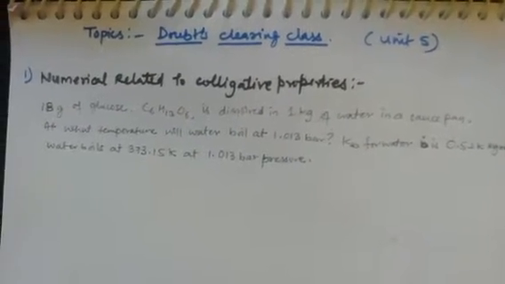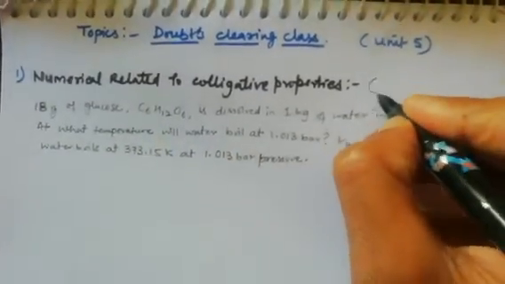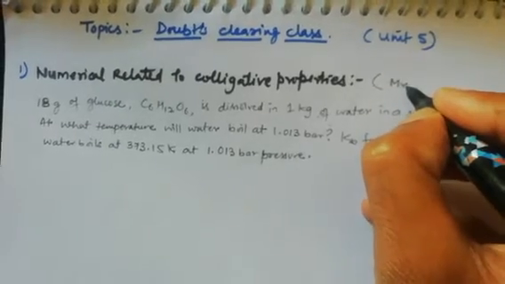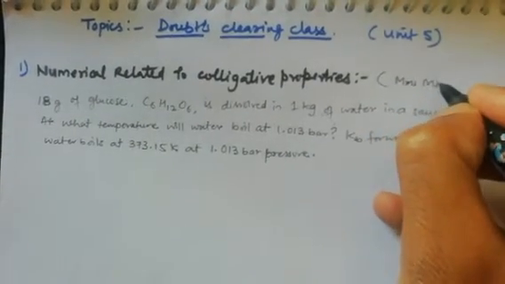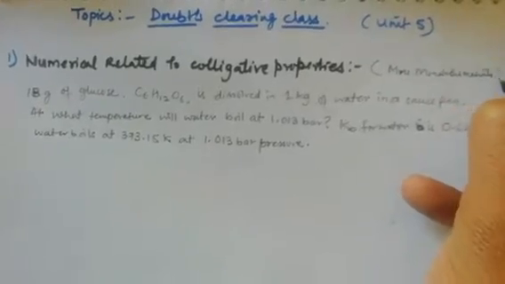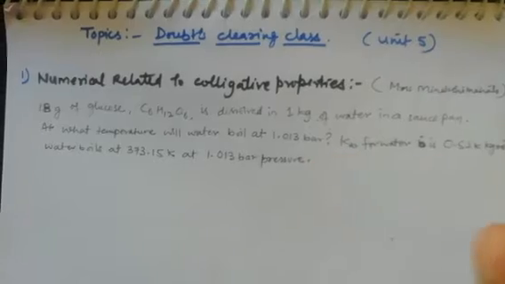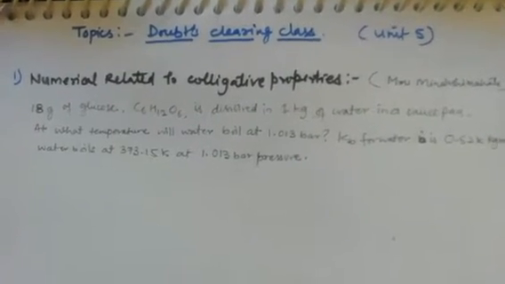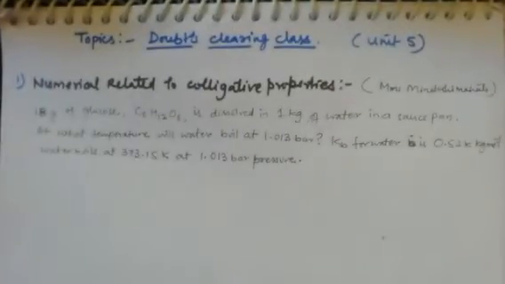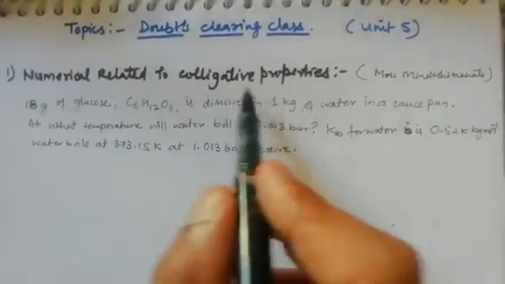A numerical related to colligative property, a doubt asked by Miss Minakshi Mahato's group. So dear students, I am going to take this doubt for everyone, so maybe the doubt of one group can help others to understand also. The doubt was a numerical related to colligative property.